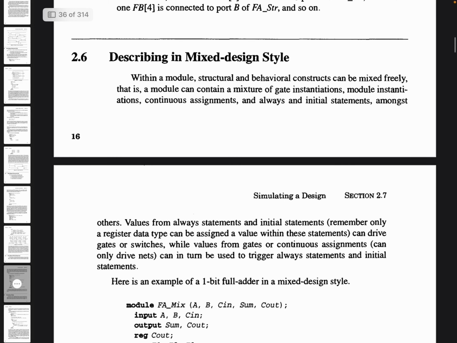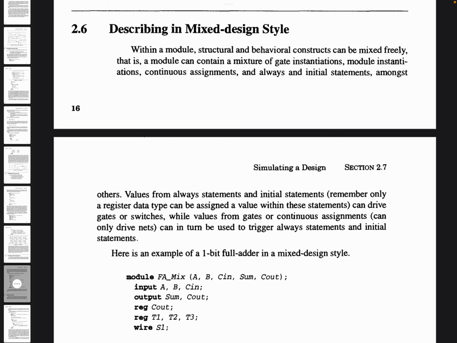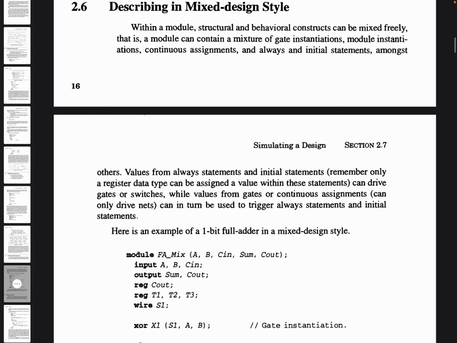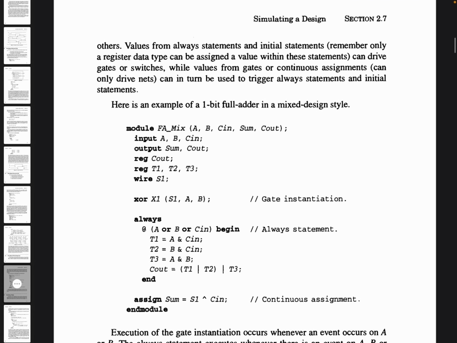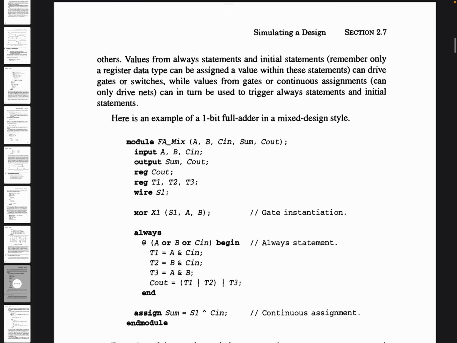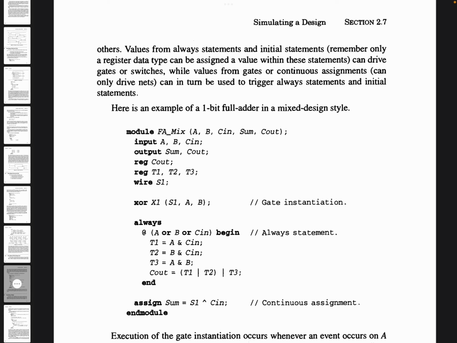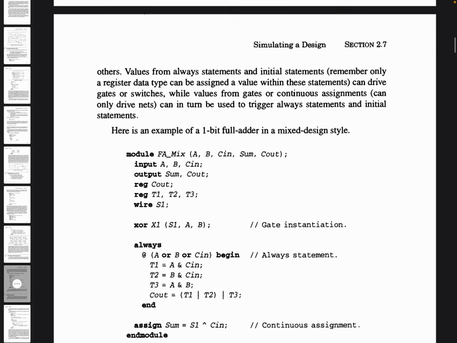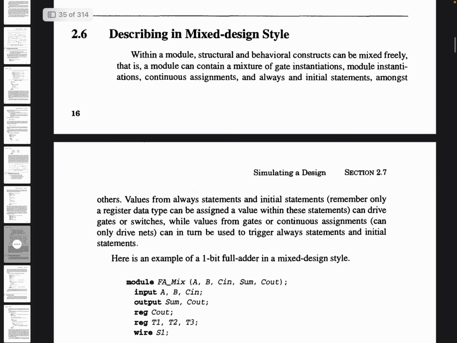So we talked about mixed design style initially. In a module, structural and behavioral constructs can be mixed freely. This module can contain a mixture of gate instantiation. So here the XOR operation is being used. The always statement and a continuous statement are used. So three levels of abstraction are used at one point of time. This is an example of mixed design style.